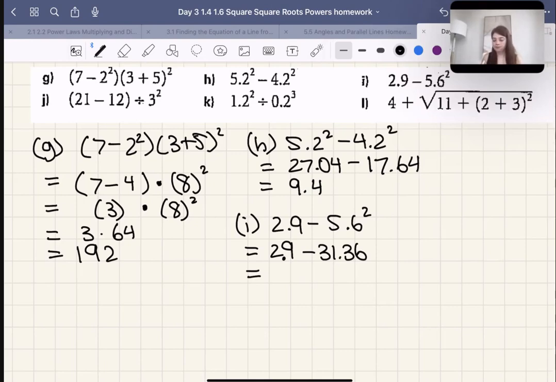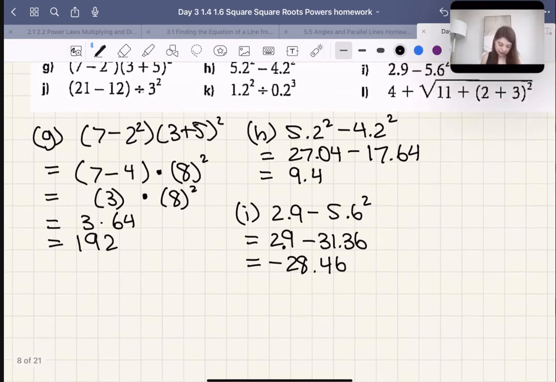No. And is there any addition and subtraction? Yes. Which is going to be 2.9 minus 31.36. And if we plug that into our calculator, we're going to get 28.46. Very good. All right, let's do letter J.